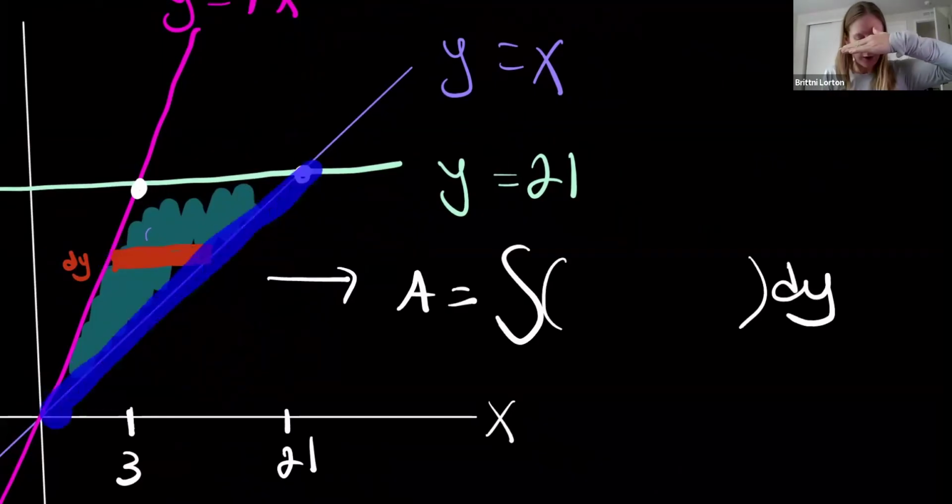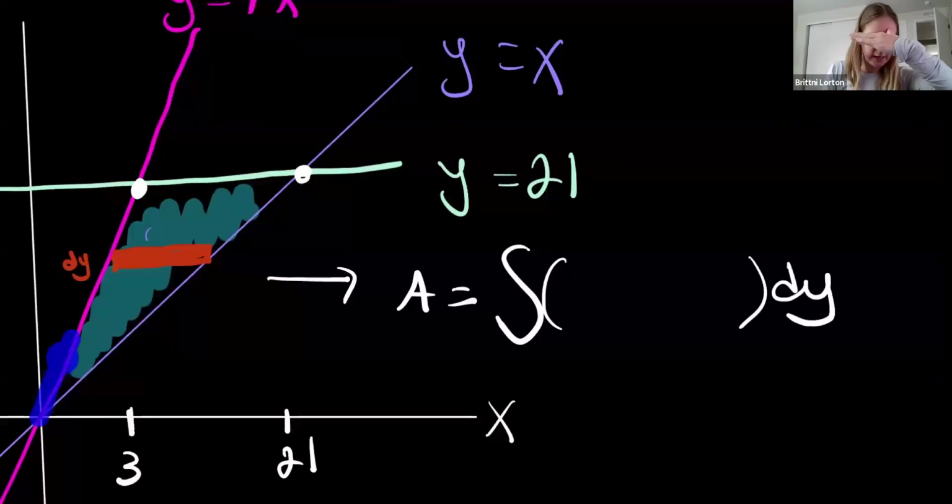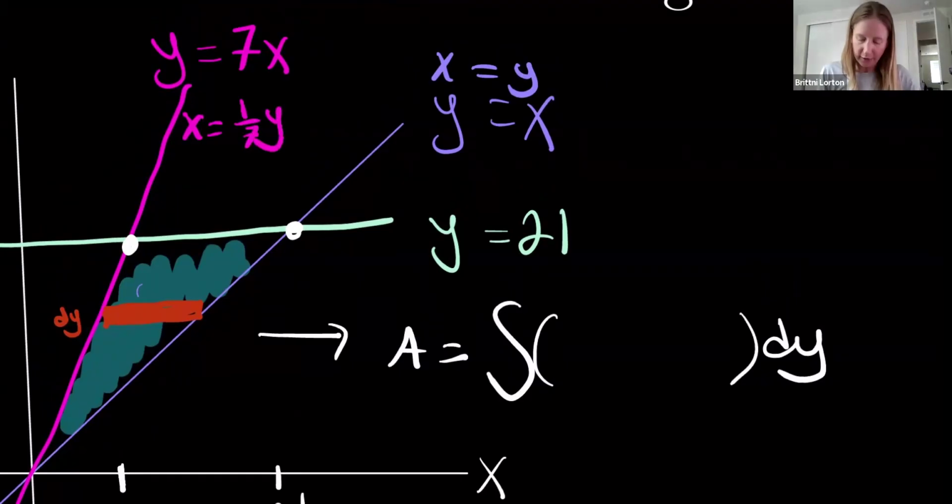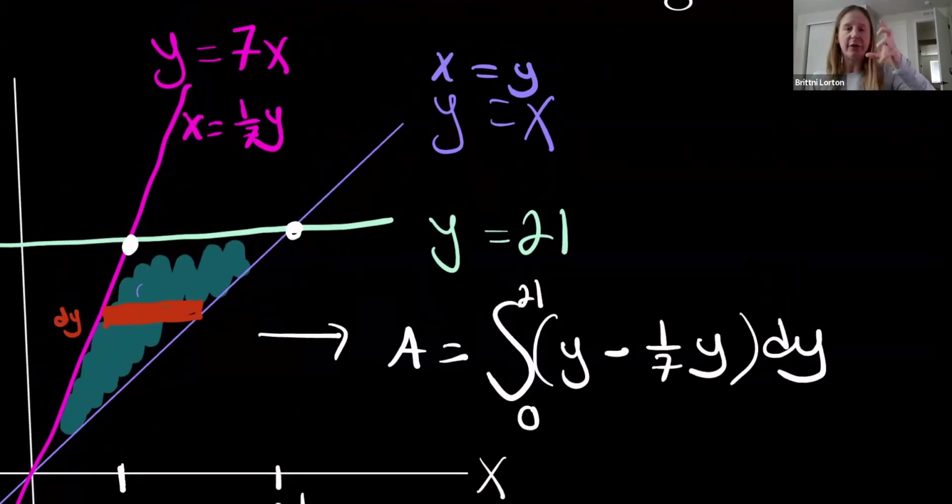So it has to be that y equals x on the right, and then y equals 7x on the left. So we just have to rewrite those to be x equals y and x equals 1/7 y. And so that's what's going to go in my integral, the x equals and the x equals on each side. And then my bounds now, because it was a dy, would be y values. And if you looked at your picture, it looked like it went from 0 to 21. The y-axis went from 0 to 21 of the shaded region.